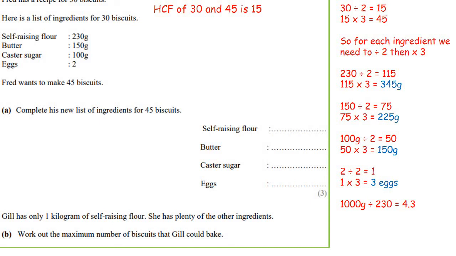Okay, so that's suggesting that with 1,000 grams of flour, I can make 4.3 times 30 biscuits. So I'm going to multiply that. Again, it gives me a decimal answer, but which would round to 130 biscuits.